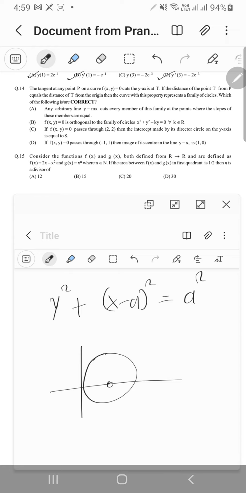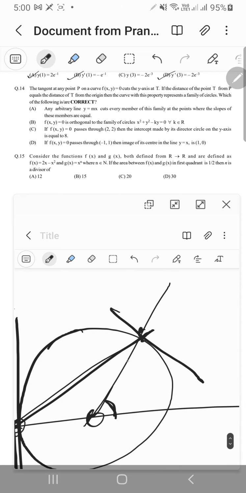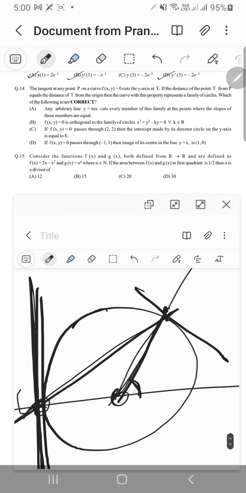Yeah, any arbitrary line y equal to mx cuts every member of this family at points where the slope of these members are equal. Of course, look at this point, the origin. Y equal to mx cuts it at this point where the slope is always, well, infinity. So yeah, is there any other? Okay, maybe they are talking about this point, like the slope of that. For that slope to be equal, what you actually want is that this angle should be constant. And when would this angle be constant?